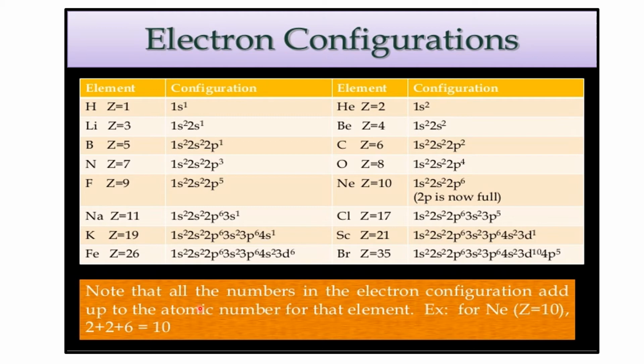See the point here. Note that all the numbers in the electronic configuration add up to the atomic number for that element. That's what we have done while counting the electronic configuration of scandium or iron. So it's the same for any element when you are writing the electronic configuration. Okay, remember that when you add up the number of electrons, it gives us the atomic number of the element.